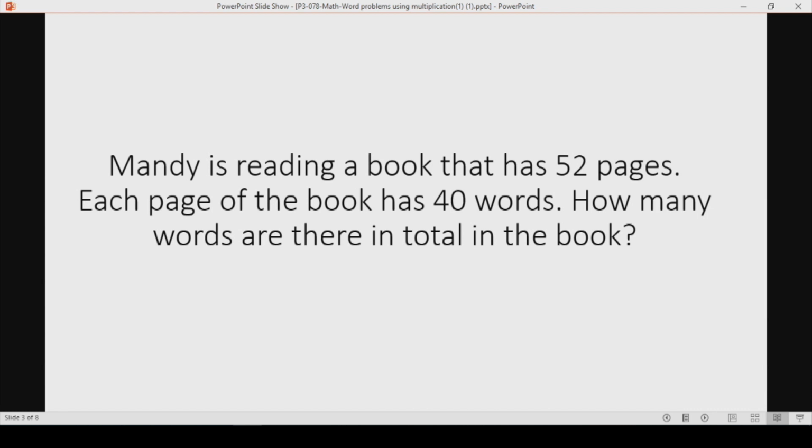How many words are there in total in the book? Okay, so what do we need to do, guys? What are the amounts we need to multiply? How many pages? 52 pages times 40 words per page.